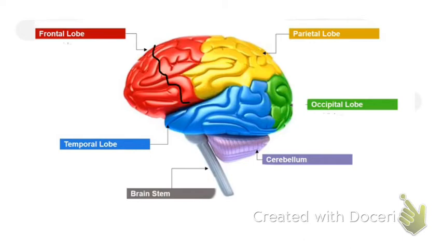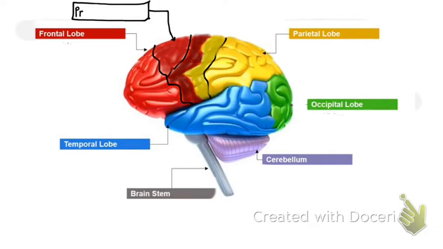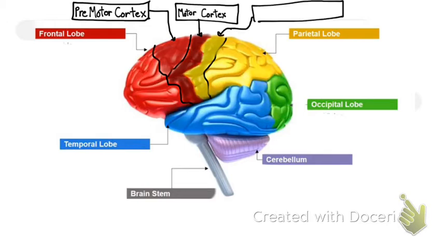The frontal lobe, as we learn more and more about it, we can actually break it up further into the premotor cortex and the motor cortex, and the parietal lobe we can break up into the sensory cortex. So here they are shaded a little bit differently so you can see them kind of pop out. We've got our premotor cortex, our motor cortex, and our primary sensory cortex.